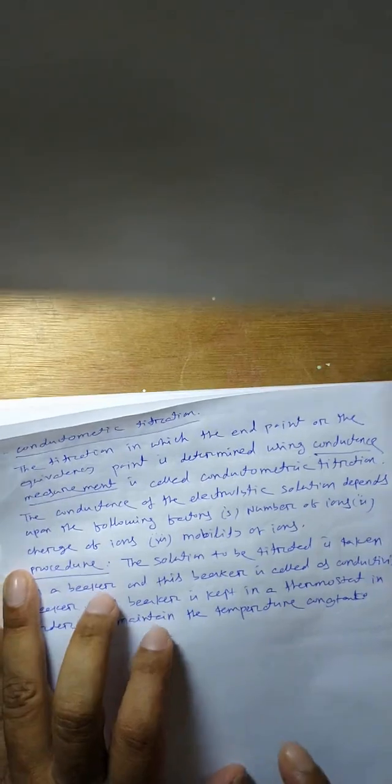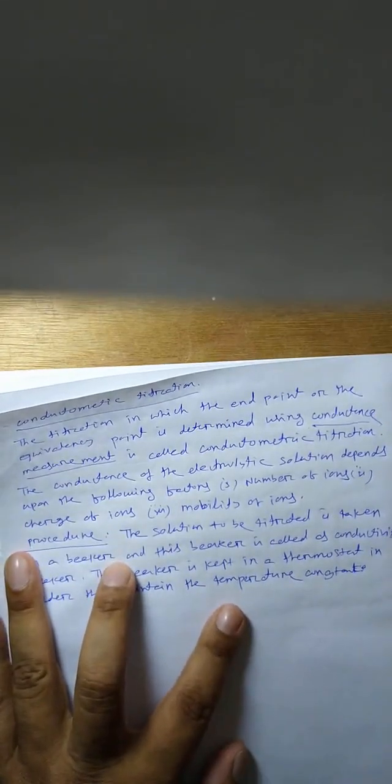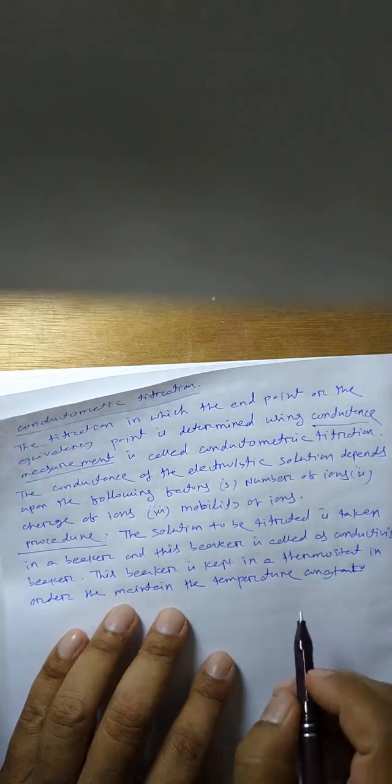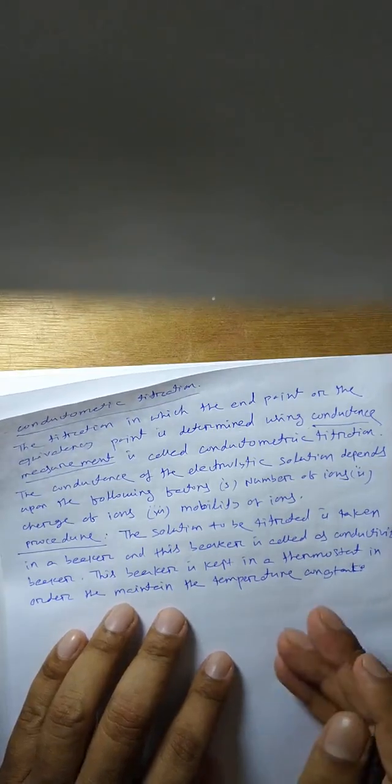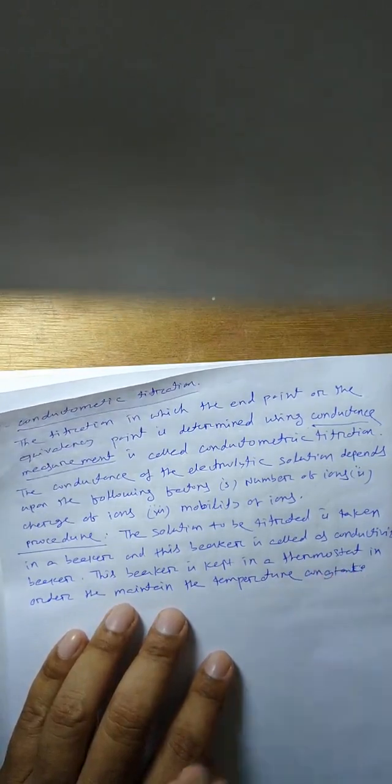Suppose I want to find out the conductance at 40 or 50 degrees centigrade, but your room temperature is 20 degrees centigrade. In that case, you keep the beaker in a thermostat where the temperature is kept constant. It is maintained at 50 degrees centigrade, so the beaker solution temperature also increases to 50 degrees centigrade. Then you do the titration, and whatever conductivity you get is at 50 degrees centigrade.